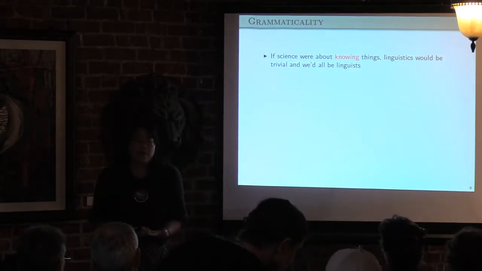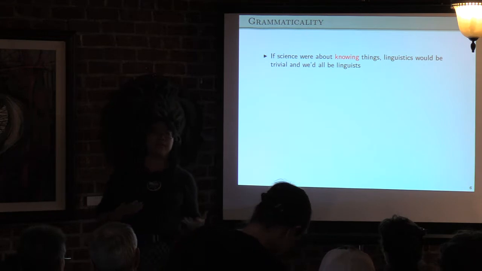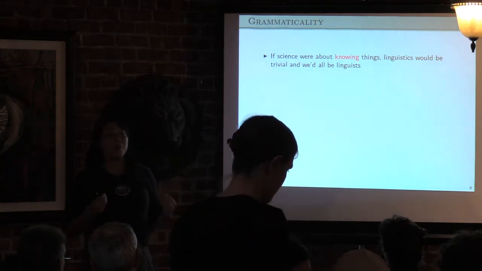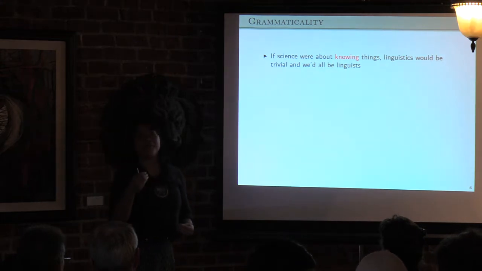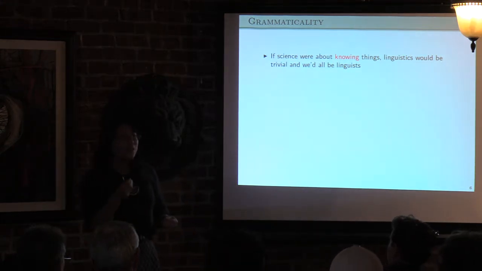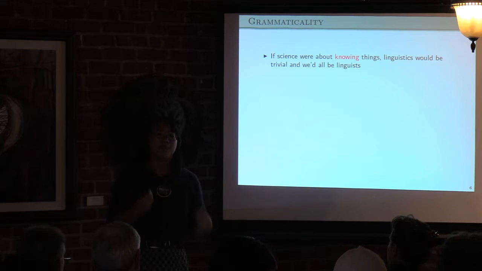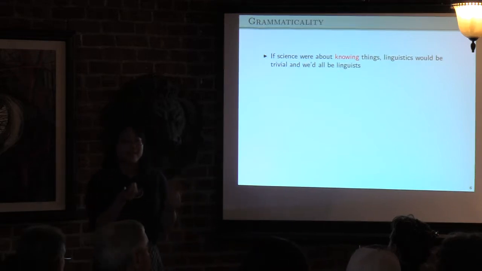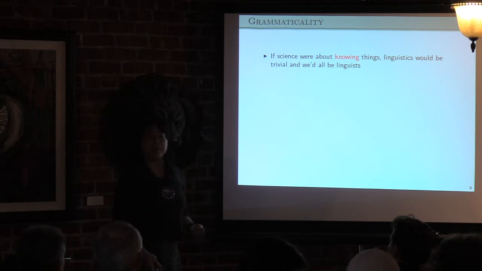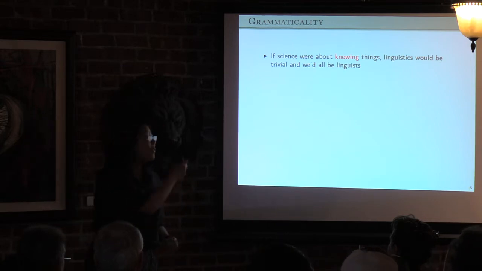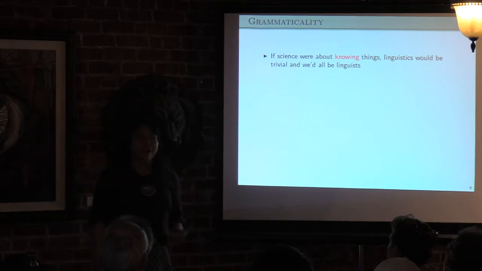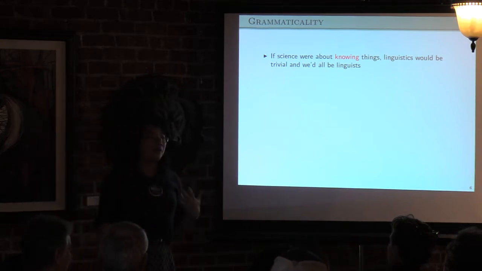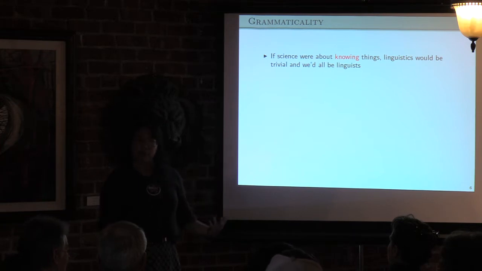And so I want to argue that if science were about knowing things, and of course we all love to know things, right? Most people like to go into science and math because they love to know things. I love to know things. But if science were really just about looking things up and knowing a thing, right? Linguistics, at least as a science, we'd be out of business because everybody would be a linguist. And the reason that everybody would be a linguist if linguistics was just about knowing what's correct is that we all kind of are experts in our own variety of our own language. So that's called an idiolect.